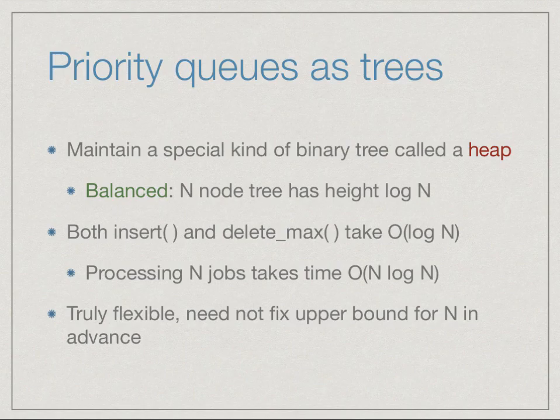And because it is of height log n, we will achieve both insert and delete max in order log n time. This means that if we have to add and remove n elements from the queue, overall we will go from n squared to n log n. And another nice feature about a heap is that we don't have to fix n in advance. This will work as the heap grows and shrinks, so we don't need to know what n is.